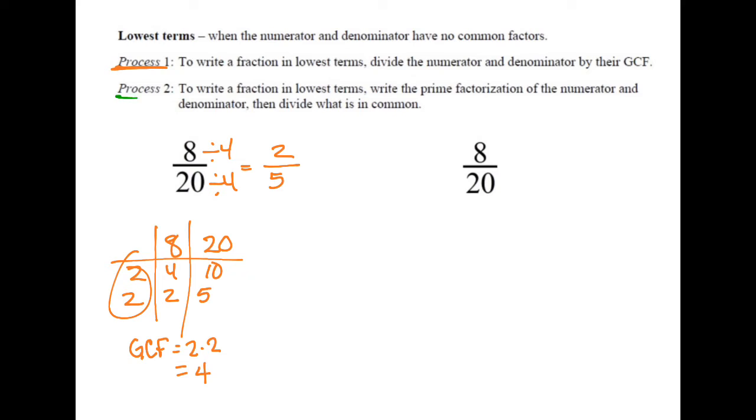so process 2 is write the fraction in lowest terms, write the prime factorization of the numerator and the denominator, and then divide what is in common. Okay, so that would look like this.